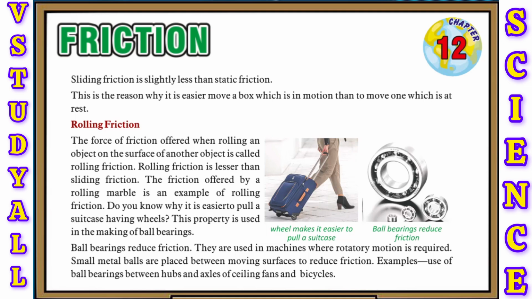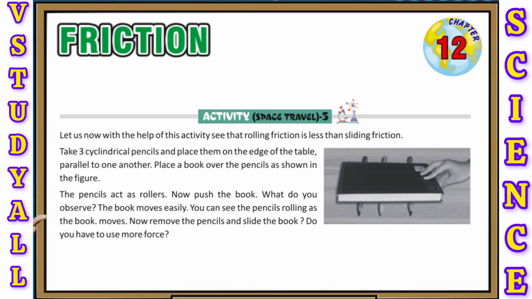Small metal balls are placed between moving surfaces to reduce friction. Examples: use of ball bearings between hubs and axles of ceiling fans and bicycles. So now let's see the activity.